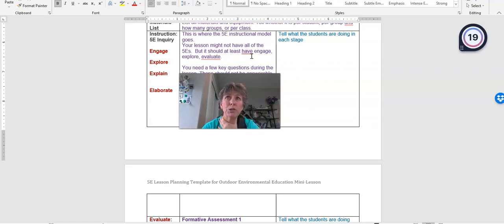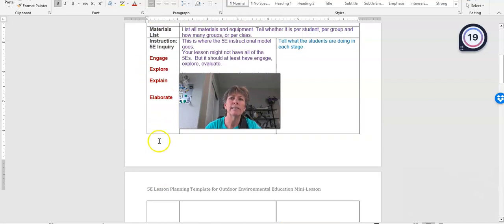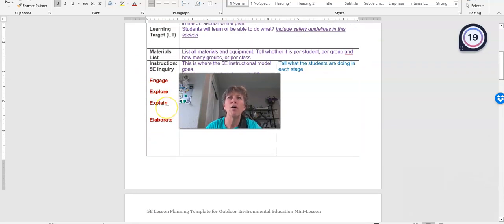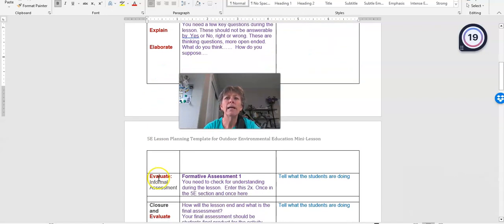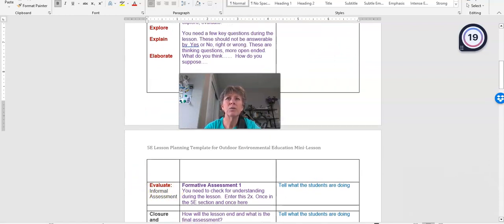Maybe I start out with my trade book and we're going to read a story. Maybe I start out with a demonstration where they get to see something really cool scientifically happen, and then they're like, oh, what just happened? Something like that. Okay, and then you don't necessarily have to have all of these in one lesson, and it's hard to incorporate all 5. So what I would like to see at the minimum is the engage, explore, and evaluate. You need at least those 3.